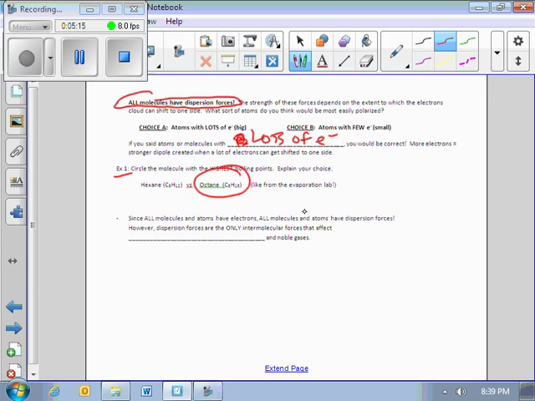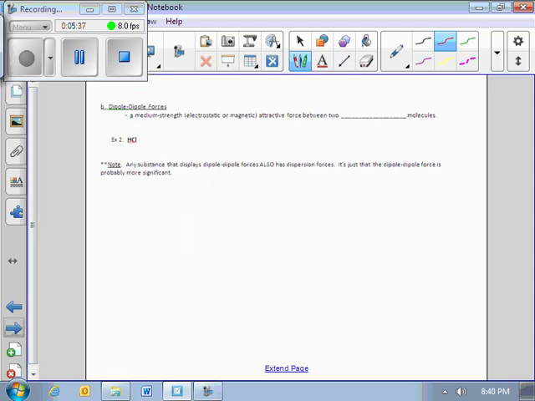Now, all molecules and atoms have electrons, so all molecules and atoms have dispersion forces. However, dispersion forces are the only intermolecular force that affects nonpolar molecules and noble gases, okay? So that means there are some other intermolecular forces we need to talk about, okay? So how about dipole-dipole forces?